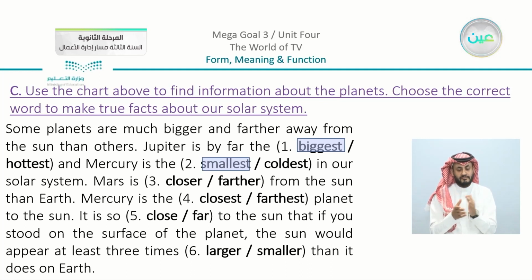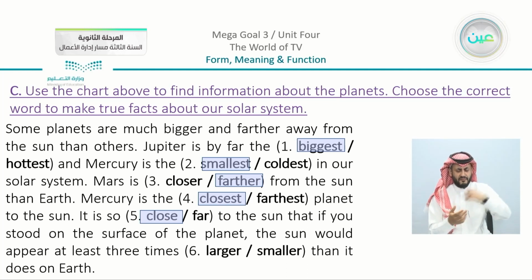Mars is, what did you find the answer is? Farther from the sun than Earth. Mercury is the closest planet to the sun. It is so close to the sun that if you stood on the surface of the planet, the sun would appear at least 3 times larger than it does on Earth. So if you just use the table here, you can check your answers with me, and you can find that we agree on the same adjectives based on the table that we have in the book.